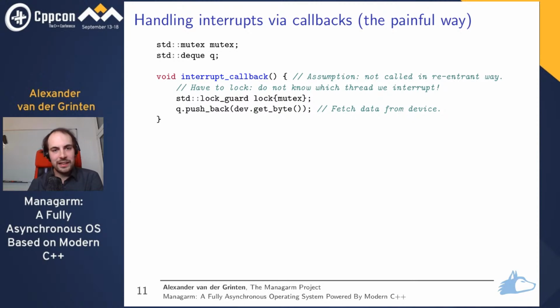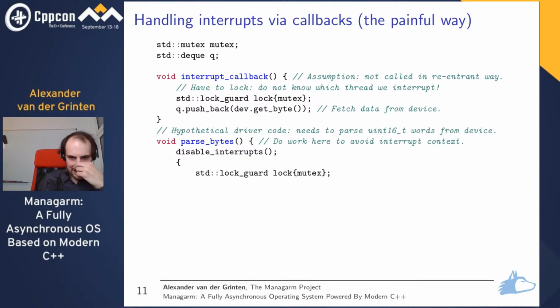But now we automatically have to lock. At least if you have a multi-core CPU, we do not know which thread we interrupted, so we have to lock because, well, we have to synchronize against code that runs on a different core. After we've done that, we can read some data from the device. Let's say that's done by this dev.getByte function here. And we push the data into the queue. Why do we do that?